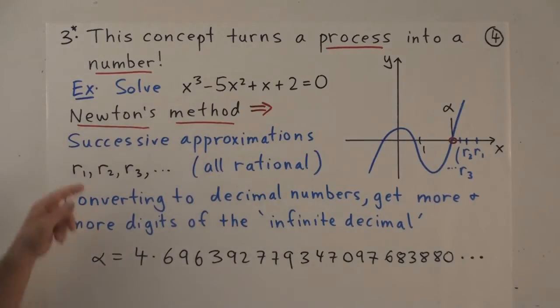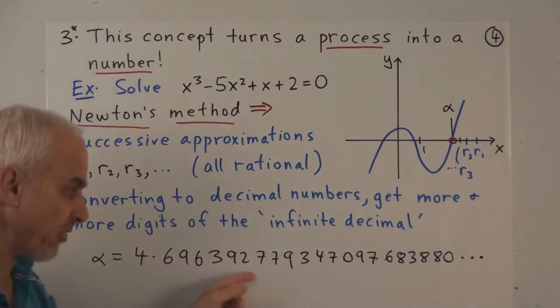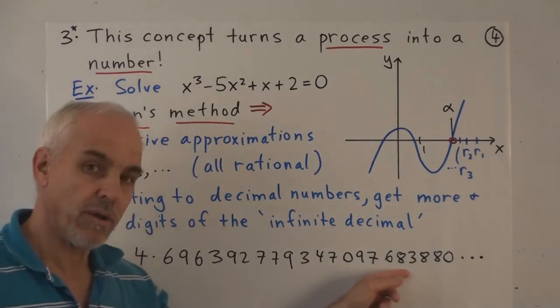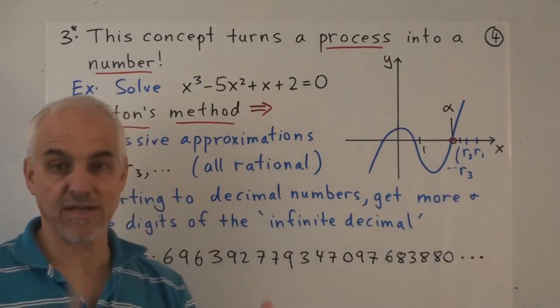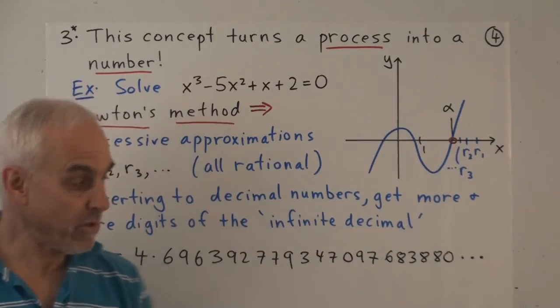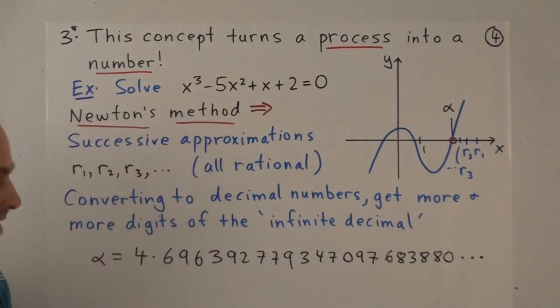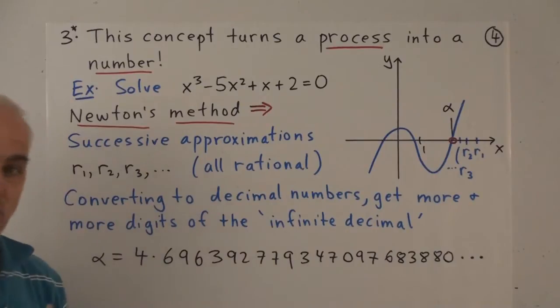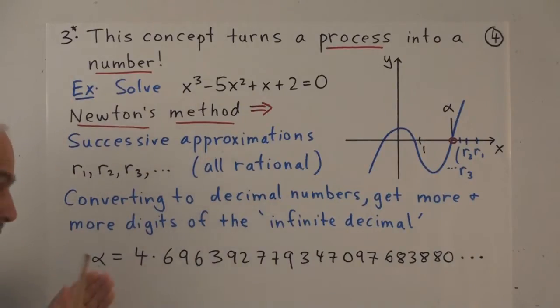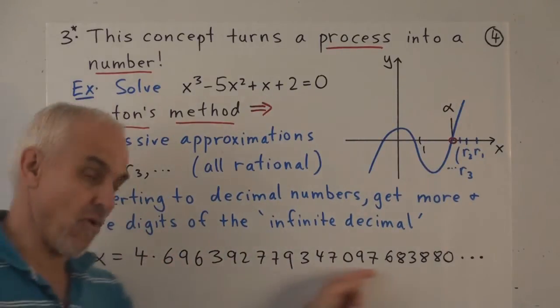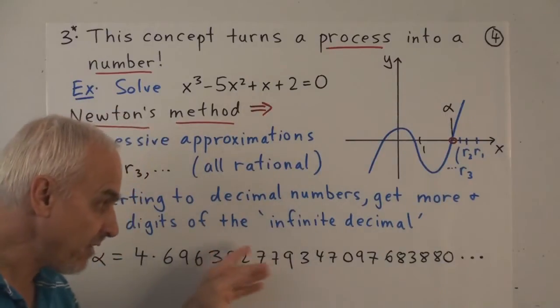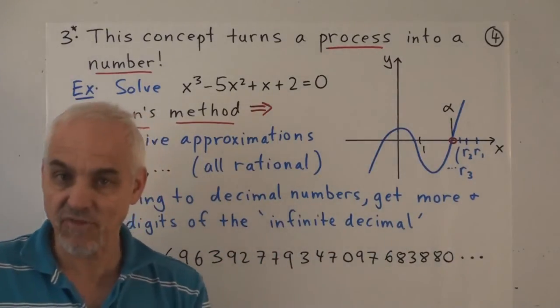So in other words, as we keep going in the process, we are essentially generating more and more digits in this infinite decimal. And what we are able to do with this idea is to turn this process into a number. The whole process of Newton's method gets encoded in the single decimal. Admittedly, it does go on forever. It has an infinite amount of information in it in some sense.